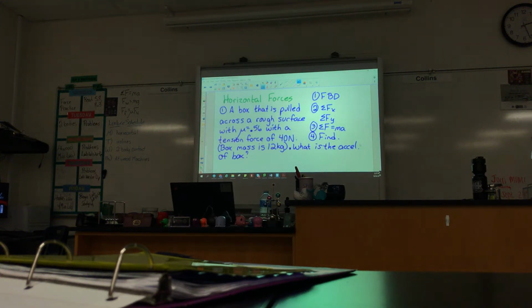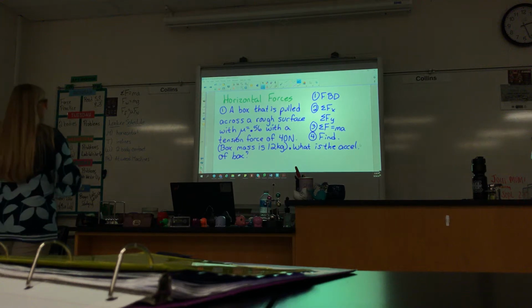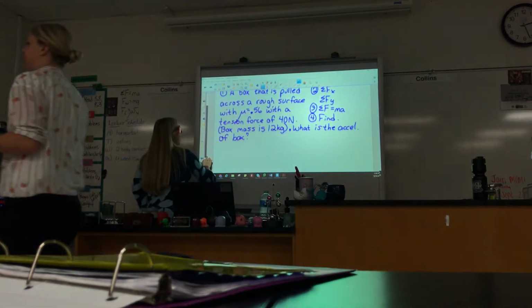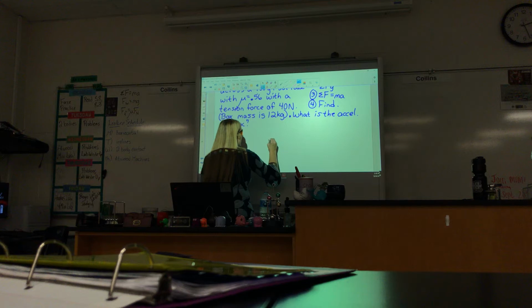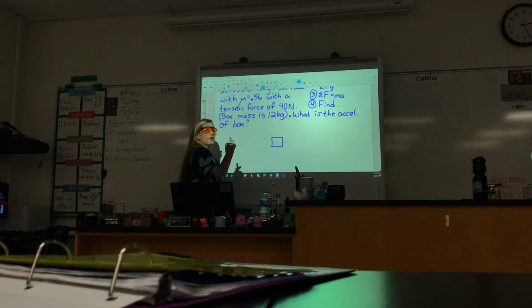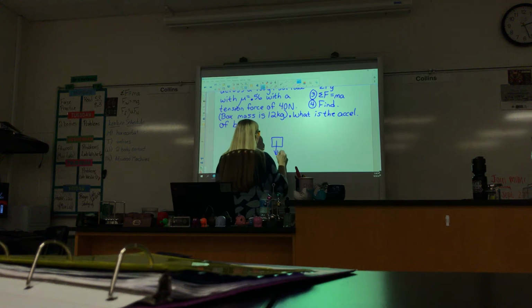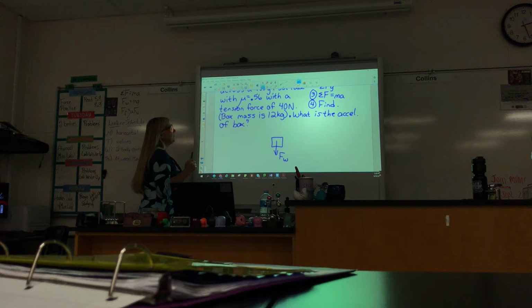All right, so let's get our free body diagram going on. I have a box on a surface. What's the first force acting on the box? Gravity. Gravity pulls it down. Good job, Lois. Call that FG or FW, that's your choice.